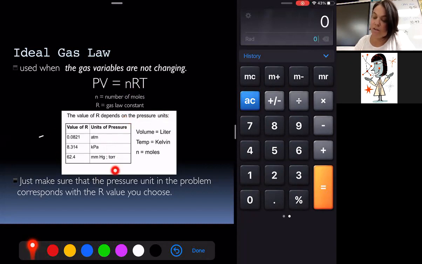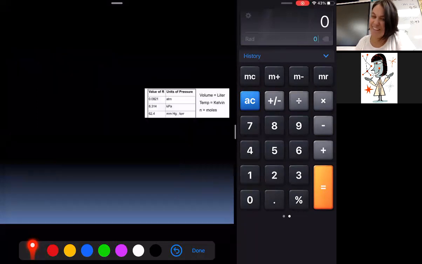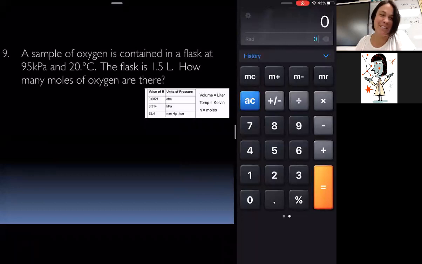When you use these R values, it's important to remember the volume has to be in liters in order to cancel out these values. This is a little bit different from what we've been doing. Temperature, like before, needs to stay in Kelvin, and n stands for number of moles. So if someone gives you grams, then you'll need to convert that to moles. The most important thing is to be sure that the pressure unit in the problem corresponds to the R value that you choose. Let's take a look at an example.